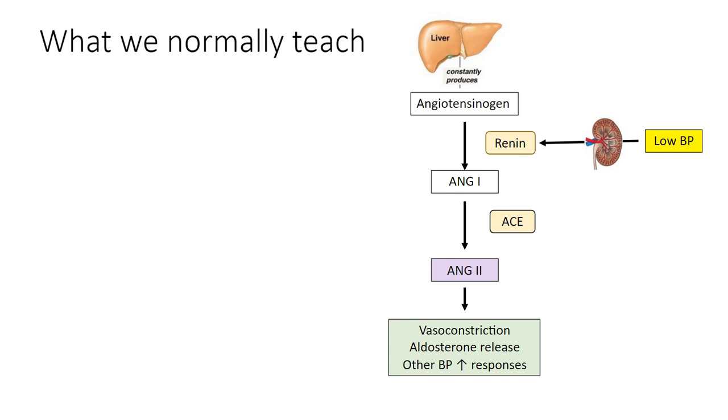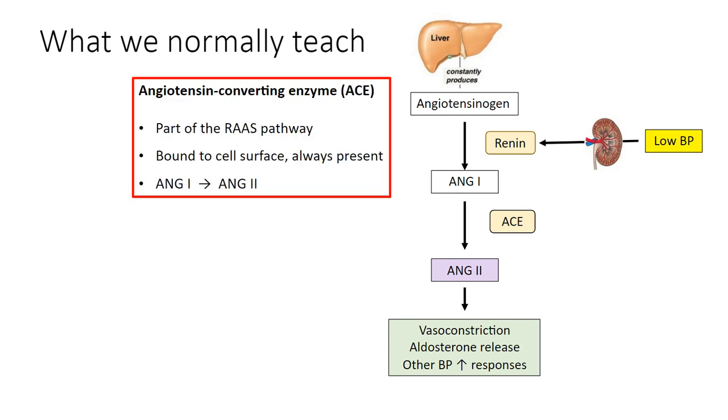Next, let's look and see what ACE2 is and how it relates to ACE. So I think this is a pathway that we normally teach in physiology, where the liver is constantly producing an inactive protein called angiotensinogen. And in response to low blood pressure, the kidney releases the enzyme renin, and renin converts angiotensinogen to angiotensin 1. There's a second step required for this process, which is angiotensin converting enzyme, or ACE. And ACE converts angiotensin 1 to the active peptide angiotensin 2.